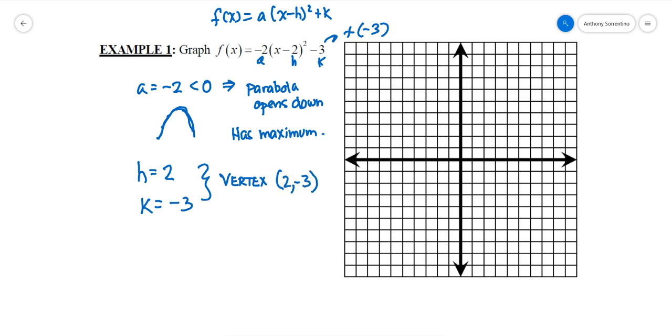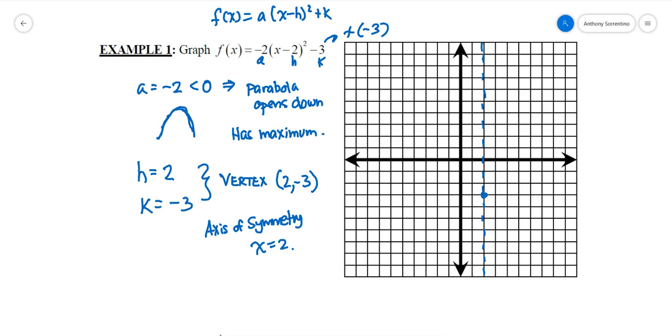Now on my graph, I have some information, and I also know my axis of symmetry is at x equals 2. So now, letting all of these grids be units of 1, 2, -3 would be here. And my axis of symmetry would be right here. I'm representing it with a dashed line. It's not part of the graph. The only thing I have on the graph right now is that 2.